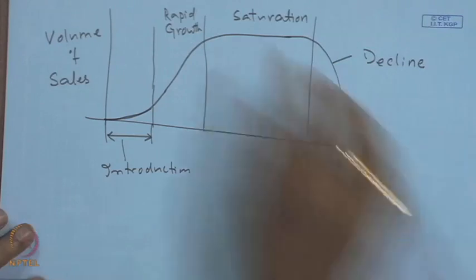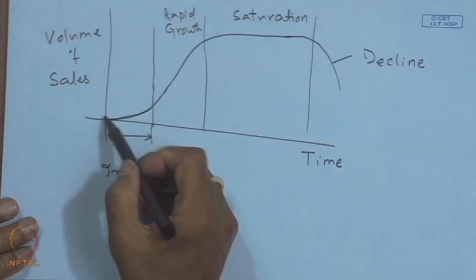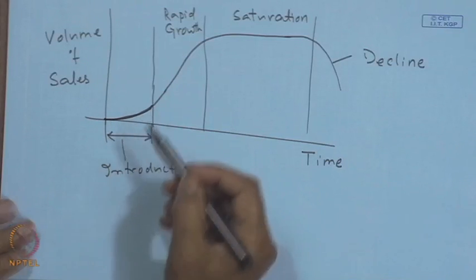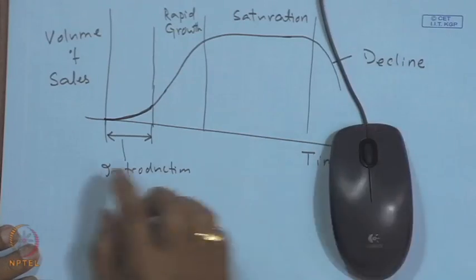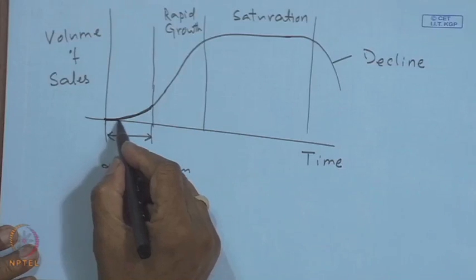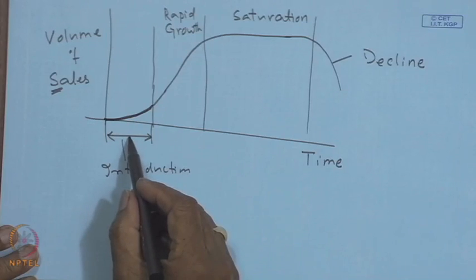So, what I am basically trying to say is that this aspect you should not take as a linear rise. It should look like this. So, basically it means that it takes longer time to get into the market and very slow rise in the sales activity. This is the introduction phase, introduction of the product to the market.